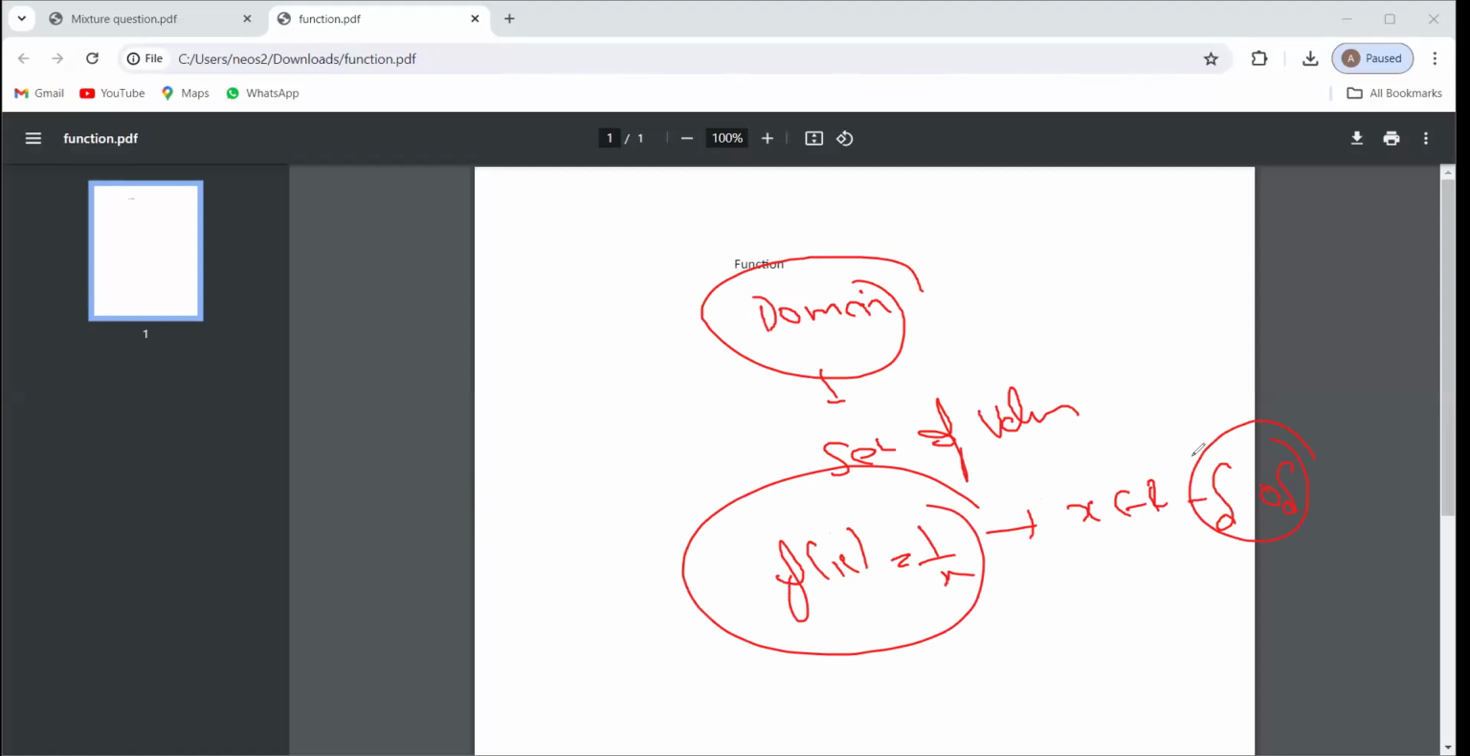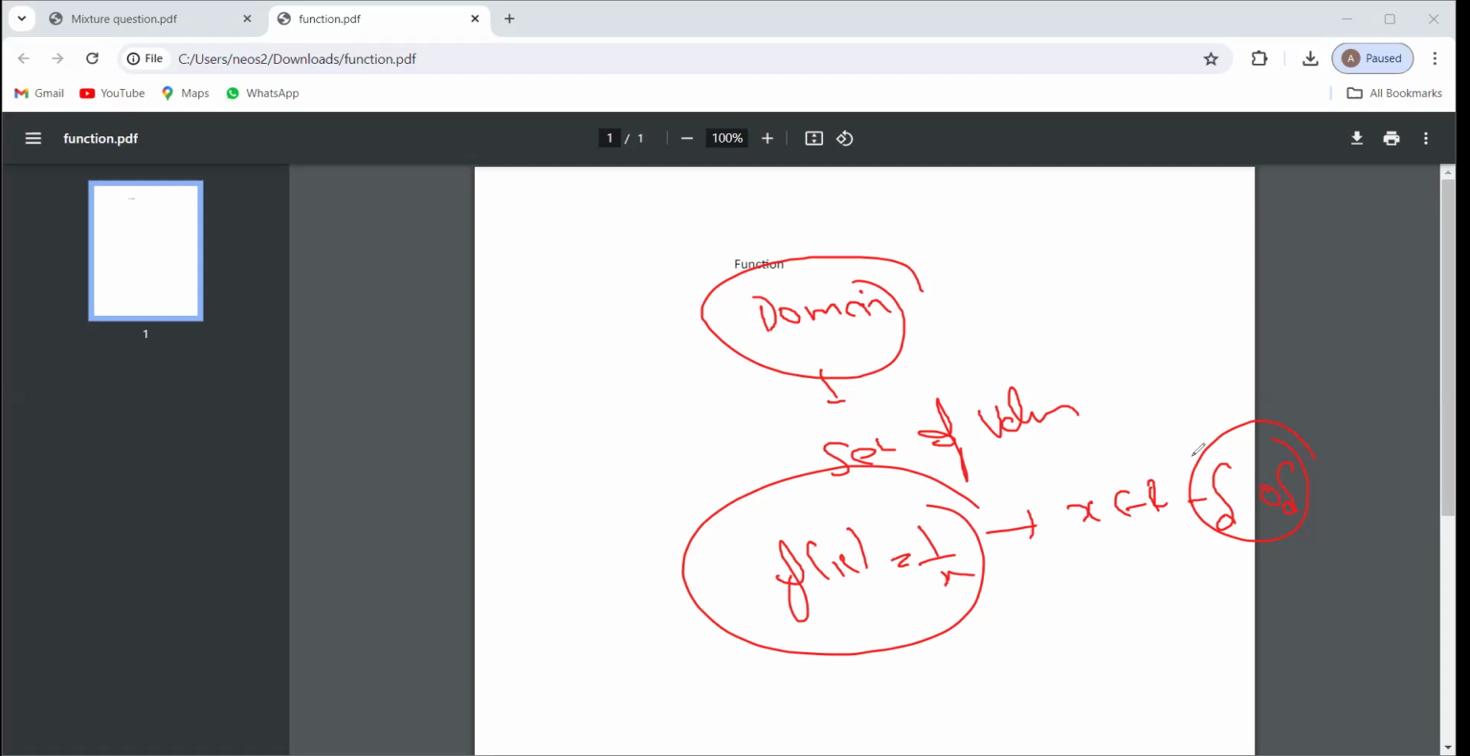Again, what is domain? What value of x can you substitute? What value of x can this function take? X can take values from which value to what value? That is the domain. For example, what food you can consume, that is your domain. Similarly, the domain here is what value of x it can take.